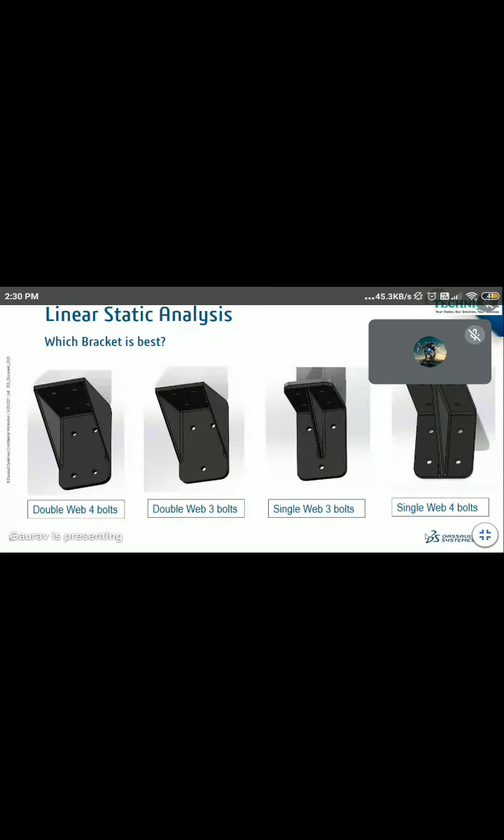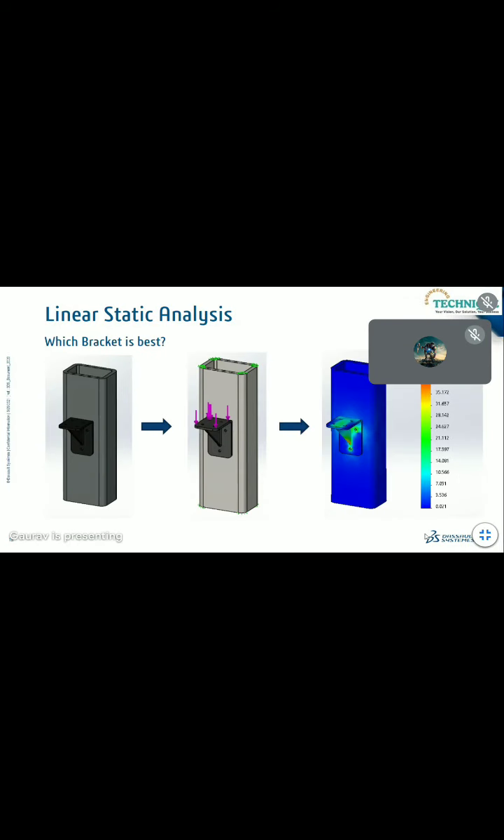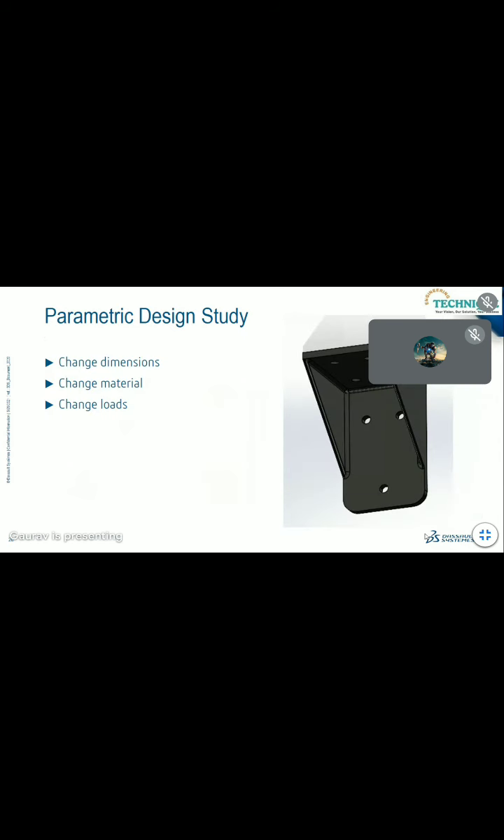So this was just a very initial level of static analysis in which you can quickly check multiple designs and decide which is the best design. So the setup was pretty simple. What we have seen, we have done just the linear static analysis by applying the weight which will be coming on this bracket and then checking the results.